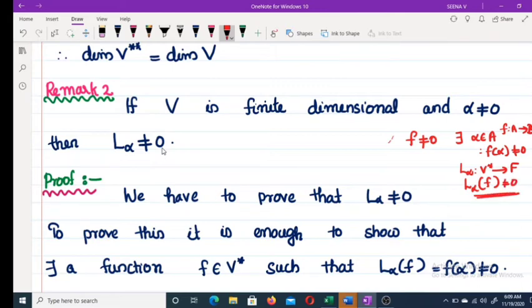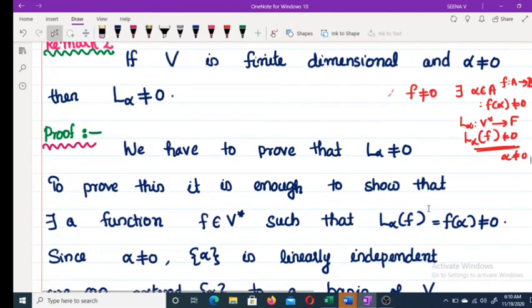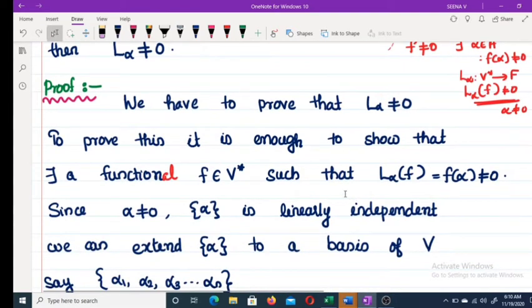Okay, we are choosing alpha not equal to 0. In order to prove this, it is enough to show that there exists a functional f belongs to V star such that L alpha of f equal to f of alpha, which is not equal to 0. Now, what is the given condition? Given condition is alpha not equal to 0. Therefore, if you take the singleton set alpha, it is linearly independent because alpha is not equal to 0.